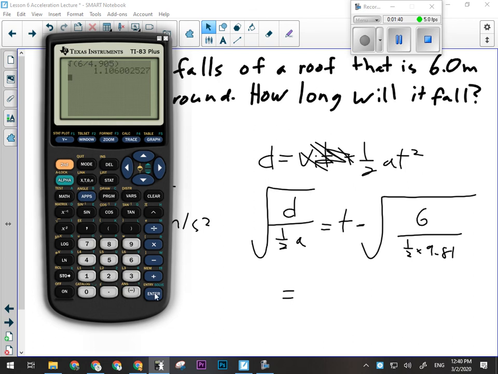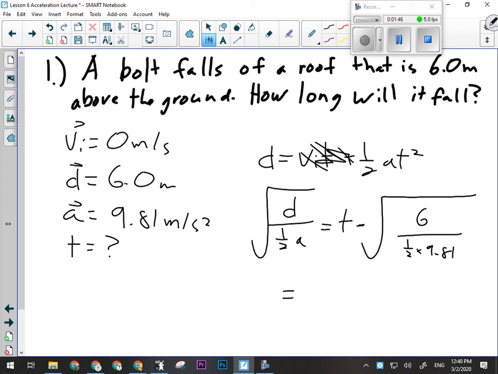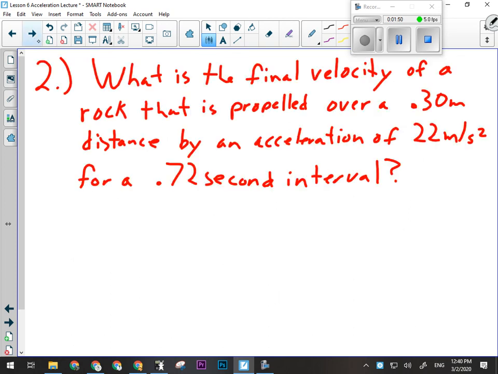Okay, so we're looking at it's going to fall for 1.1 seconds. Okay. Everybody all right with that one? Okay. Try that one. Okay. I think I've got one here for every formula that we went over last week, just to review them all. Okay.